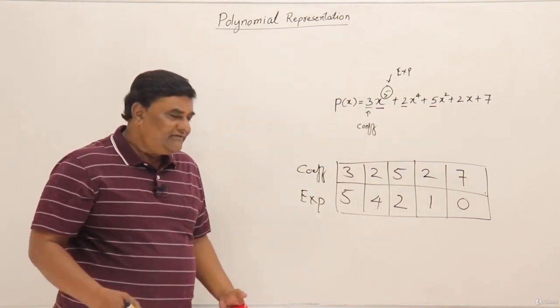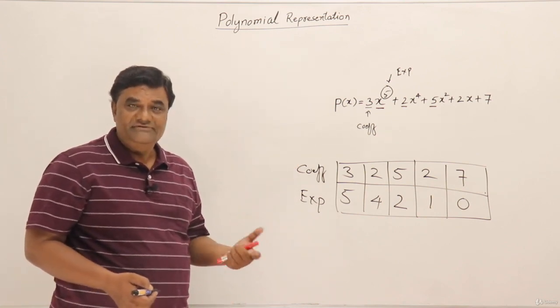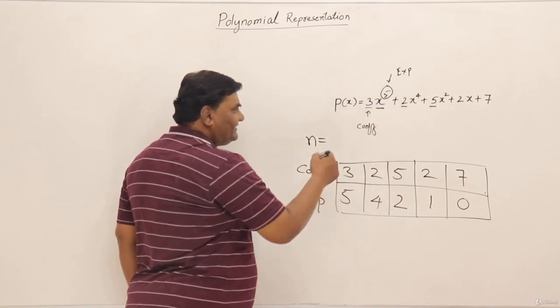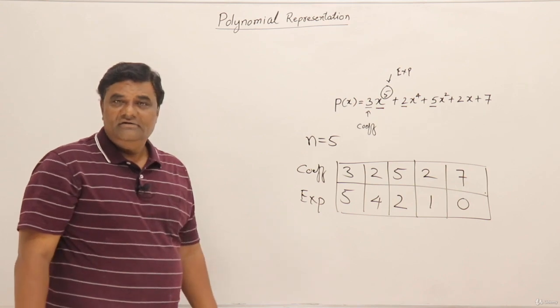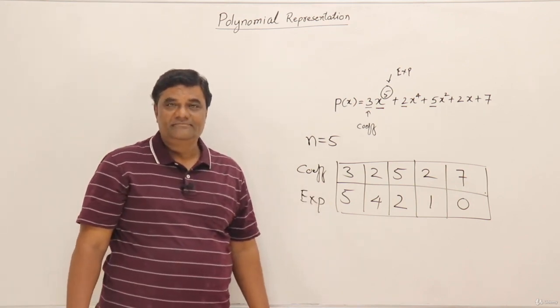Then one more thing we may want to know is how many non-zero terms are there. Suppose you want to know, then you can have that as the length of this or the size of a polynomial, that is 5. Total 5 terms are there. So this is how a polynomial is represented.